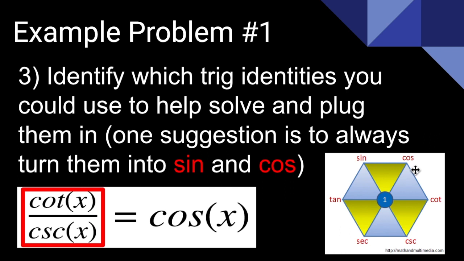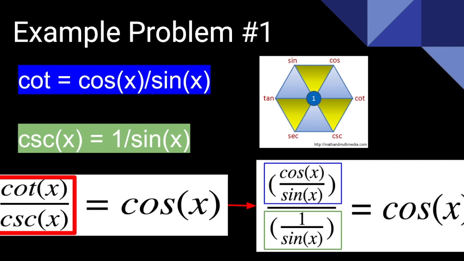Now that you have an idea of the different trig identities that you could use to help solve this problem, I'm going to show you which trig identities would be the most effective in solving this. The two trig identities that I use to solve this equation are cotangent is equal to cosine of x over sine of x, and cosecant of x is equal to 1 over sine of x.